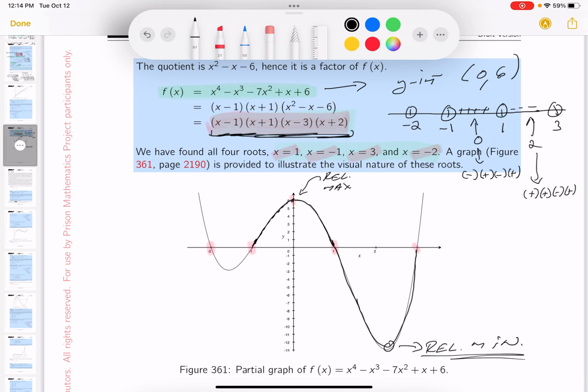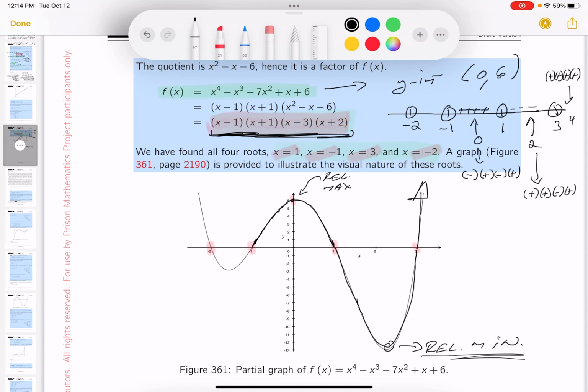All right, I'm going to go past the 3. I think you got some intuition about this. And take a test point like 4. What do you get? And again, I'm using the factored form. It would be plus, plus, plus, plus. All I know is after the 3, it's going to be positive.